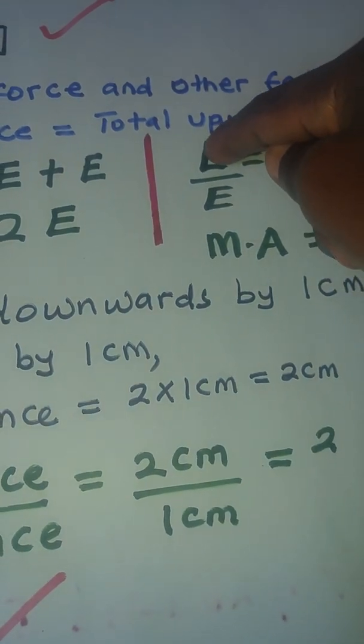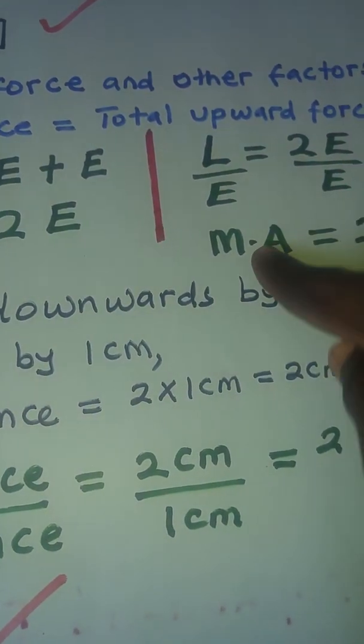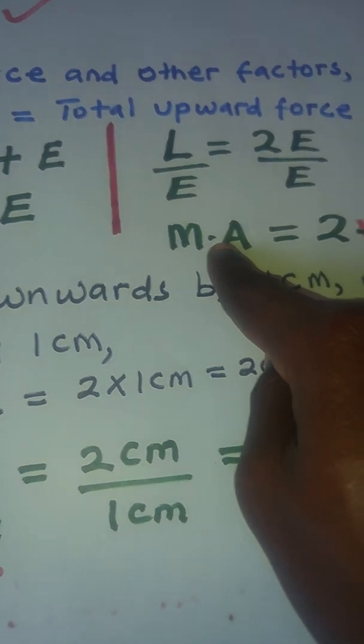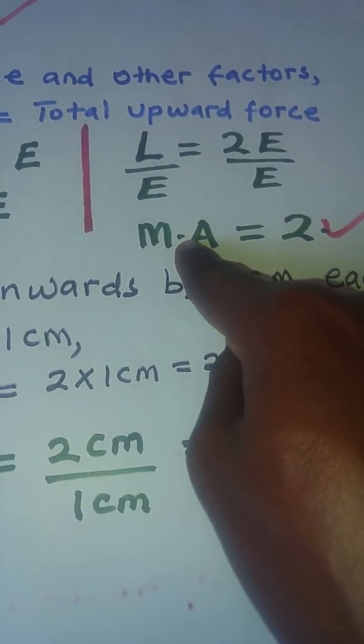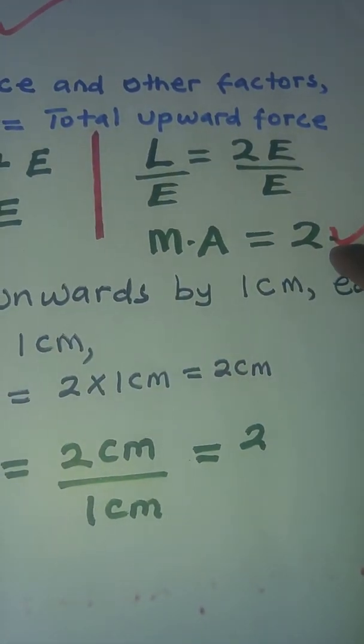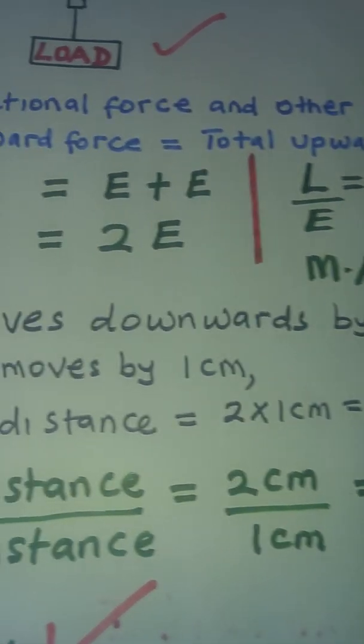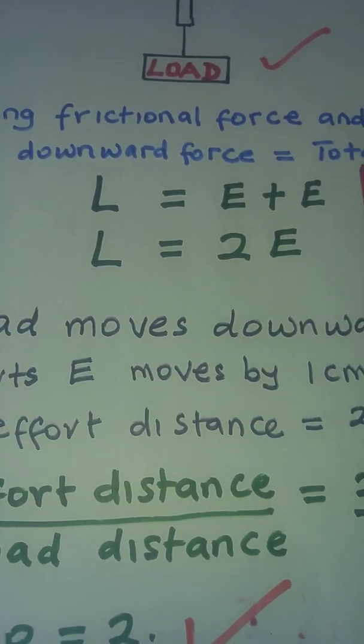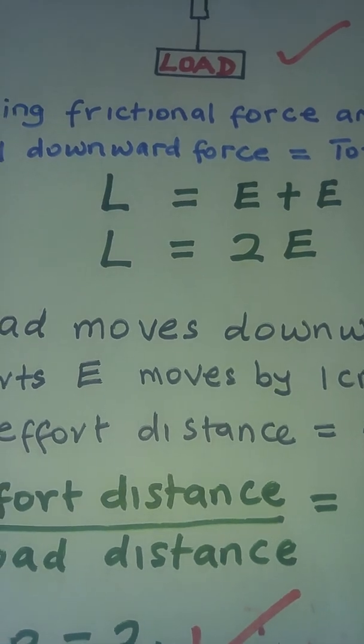And we all know that when you divide the load by effort, you're looking for mechanical advantage. So what does that mean? The mechanical advantage of a single movable pulley is supposed to be 2. What about the velocity ratio? You know velocity ratio deals with the distances moved by the load and the effort.